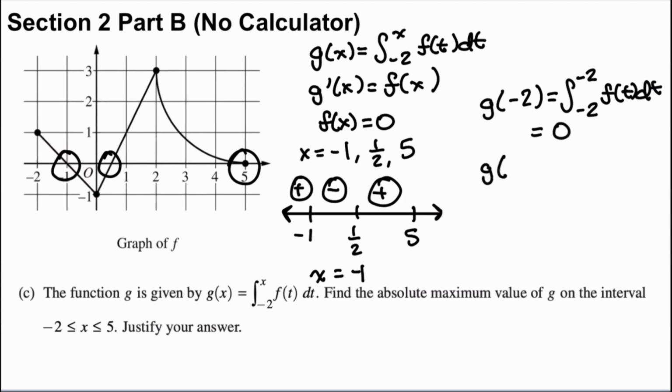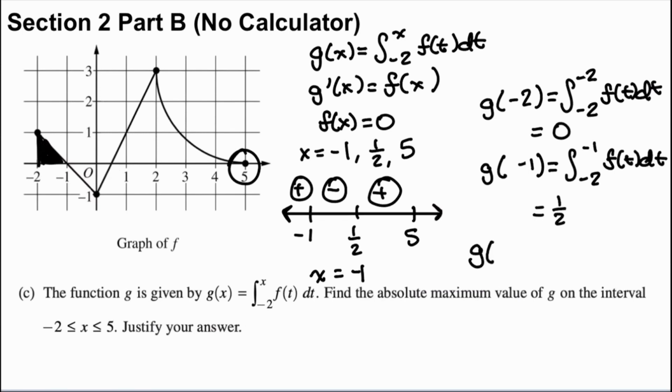And now we're going to look at g of -1. This is equal to the definite integral from -2 to -1 of f of t dt. Don't let the t scare you. We're still looking at geometric area. So we're going to look at this graph from -2 to -1. We're going to focus on this triangle right here. It's going to be a positive area. It's going to be 1/2 times the base of 1 and a height of 1. So it's going to be 1/2.